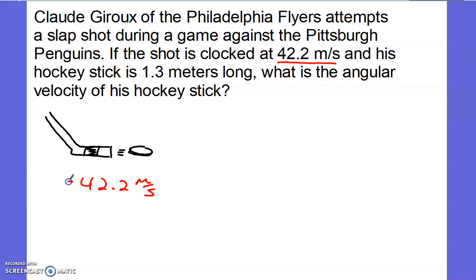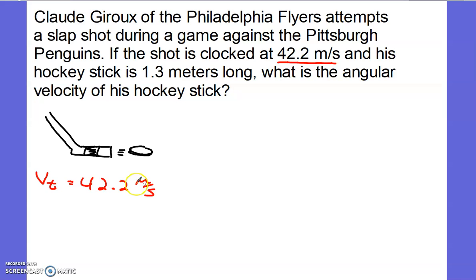And it's a velocity, but we need to know which one it is. Is it our angular or our tangential velocity? The way to always tell is the units. The units always give it away. A meter per second is a unit for a tangential velocity.